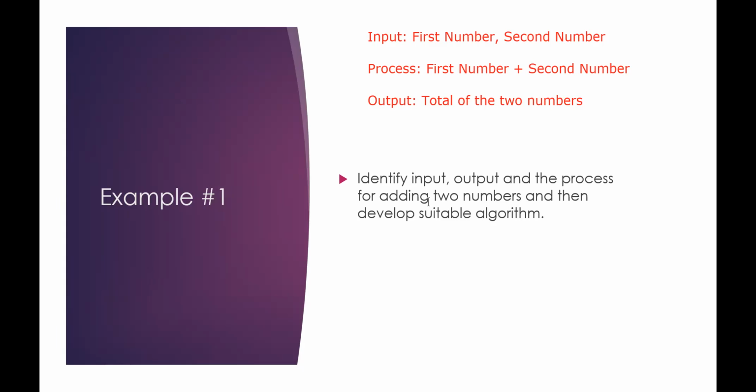Let's look at the second part. What is the second part? And then develop an algorithm. So the second part of the problem is we have to come up with an algorithm. Simply, algorithm means the steps. We want to know what the first step, second step, third step, fourth step, and so on are.